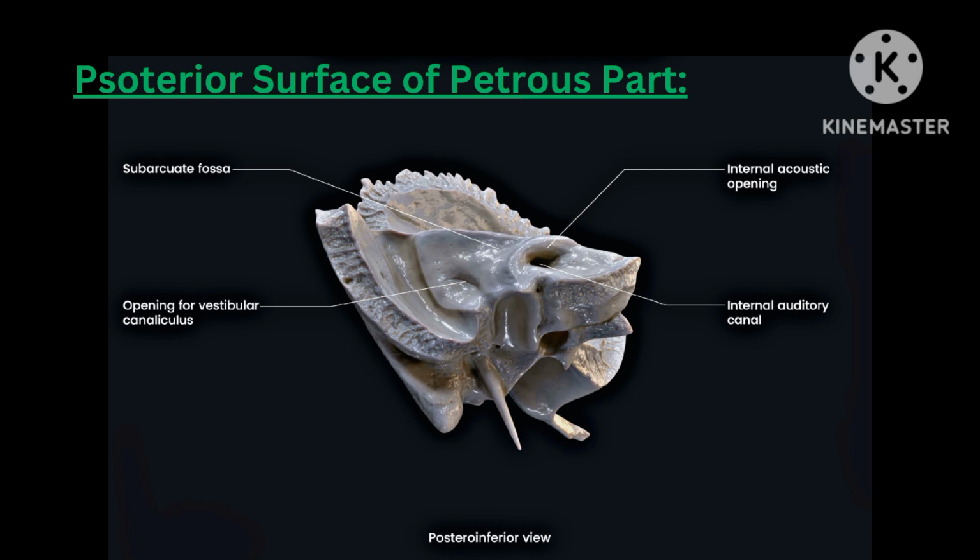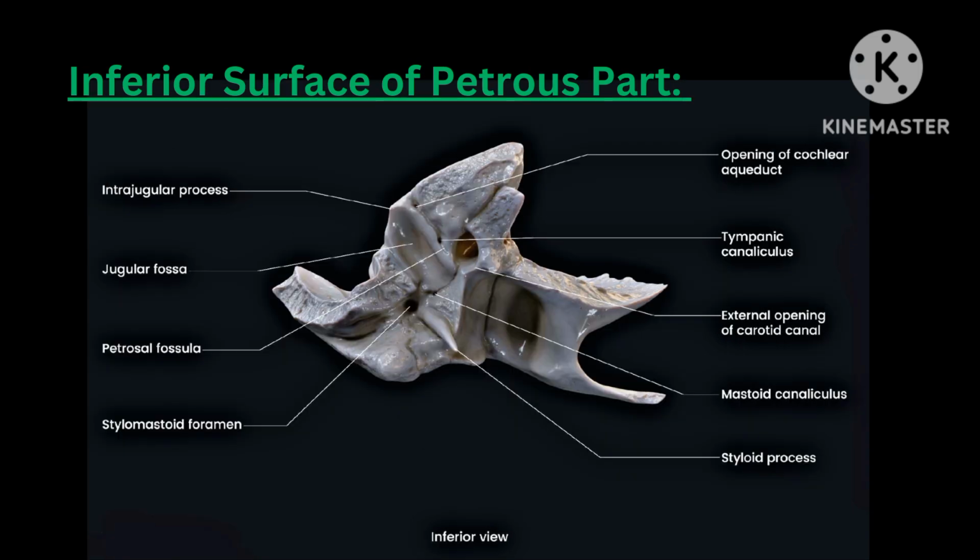The vestibular aqueduct is a narrow canal extending from the endolymphatic space of the internal ear to the posterior wall of the petrous part. Its external opening can be seen on the posterior surface of the petrous part of the temporal bone. The inferior surface of the petrous part of the temporal bone features the following structures. Styloid process. Stylomastoid foramen, external opening of the facial canal. Jugular fossa. Petrosal fossula, featuring the tympanic canaliculus.